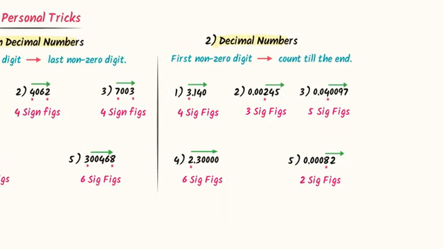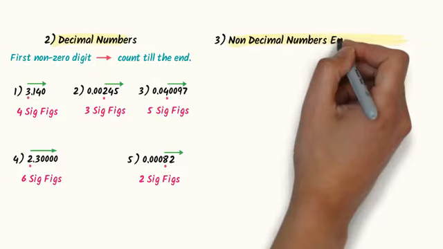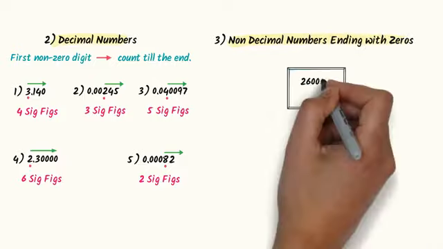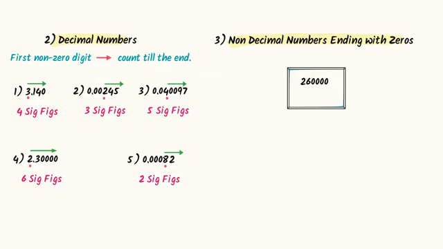Now the last trick is for non-decimal numbers ending with 0. For example, consider the number 260000. How many significant figures does it have? Well, the answer is simple. According to the first trick, we go from first non-zero digit to the last non-zero digit. So it has 2 significant figures. But according to me, it is only 20% true, and I will show it to you.